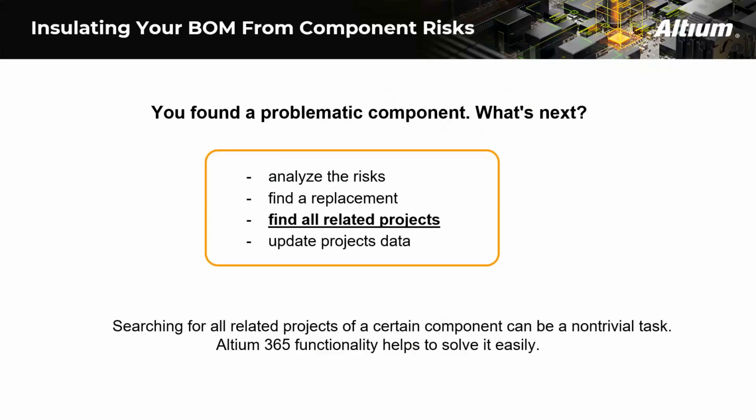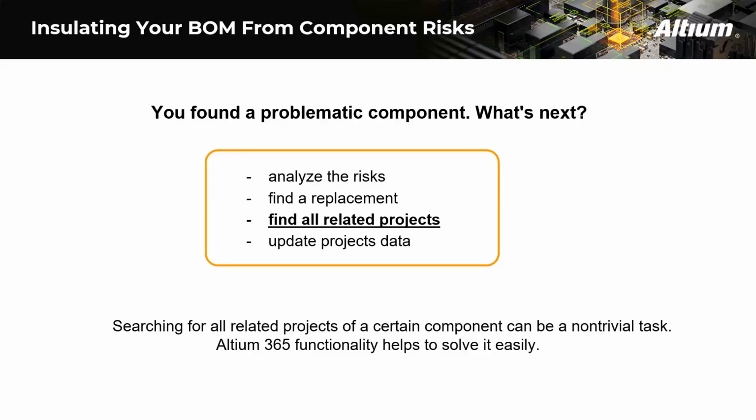If you have tools that monitor problems, let's say you have flagged a component that could cause problems, what should you do next? In general terms, the process is as follows: analyze the risk, find a replacement, find all related projects, update project data.